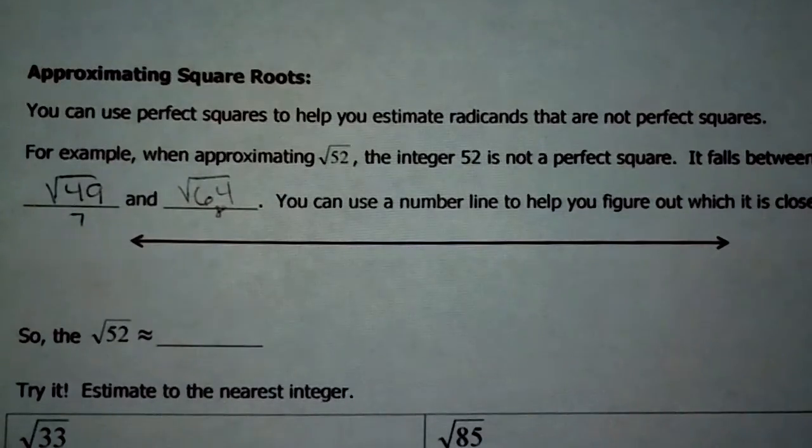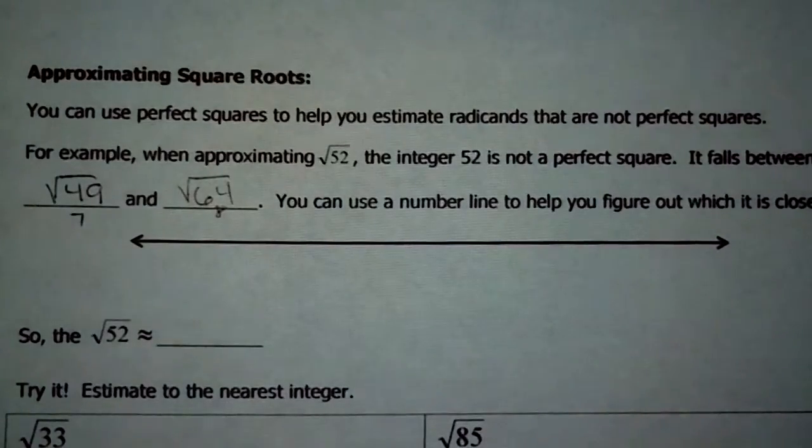So now I want to know which one it's closer to. And we're going to use a number line to help us figure that out. Even if you can just look at this and know it, I still want you to be familiar with the number lines because the Common Core calls for that. So please make sure you're filling all this stuff out.